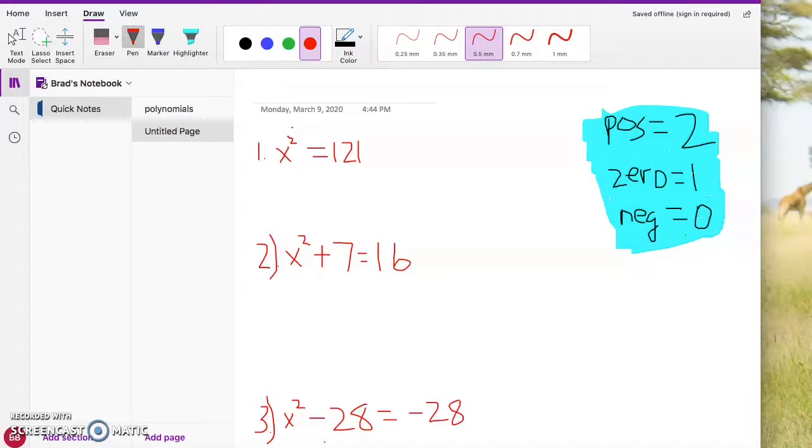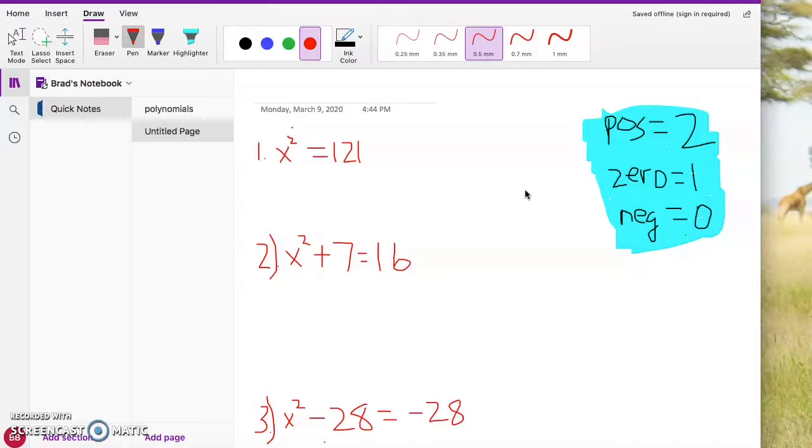Before we even get started, you can see this little thing on the right where it says positive equals 2, 0 equals 1, negative equals 0. This is an important concept to remember with square roots. If the answer we get when we're square rooting something is positive, there are two solutions. If the answer equals 0, there is one solution, which is 0. And if it's negative, there are no solutions, the empty set. If that sounds confusing, just hang with me and we'll be there in a minute.